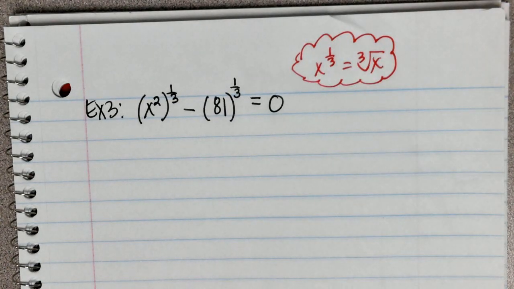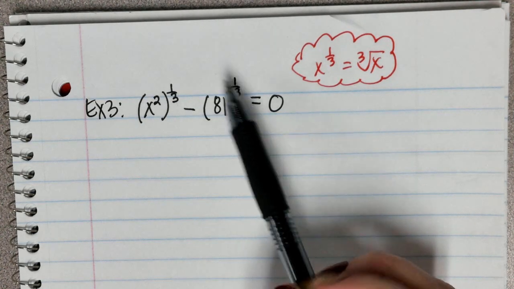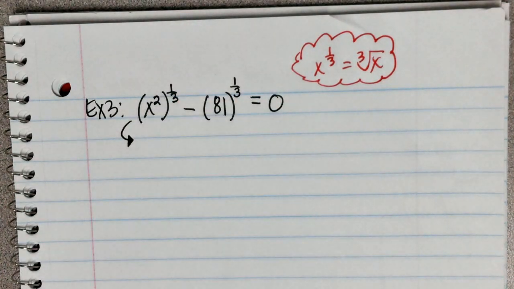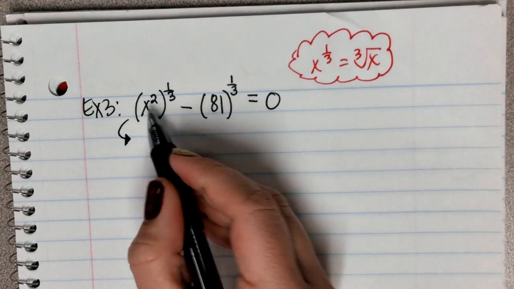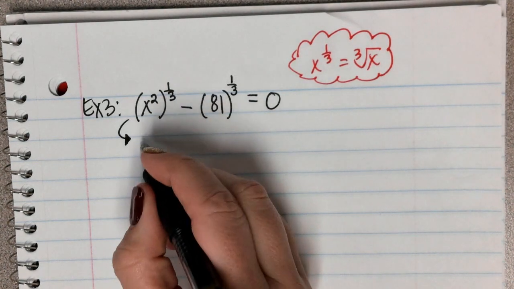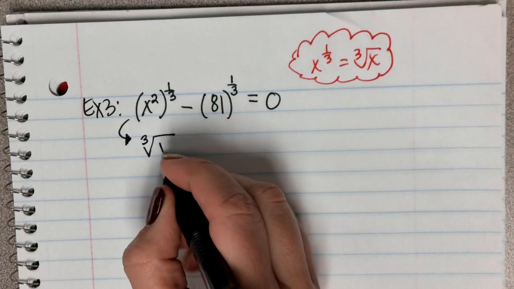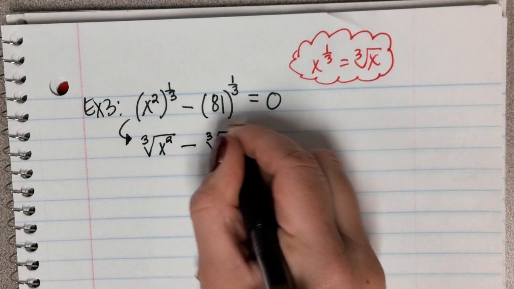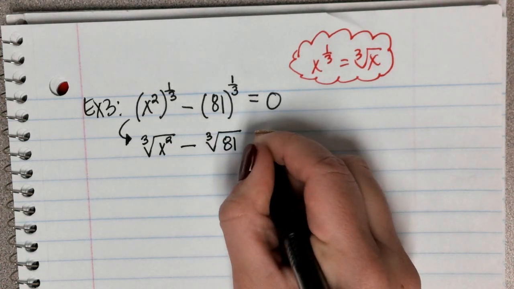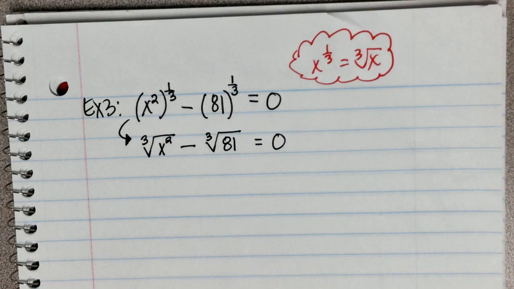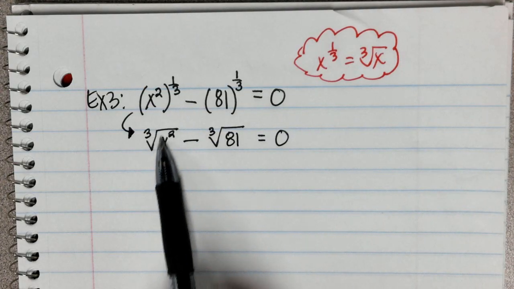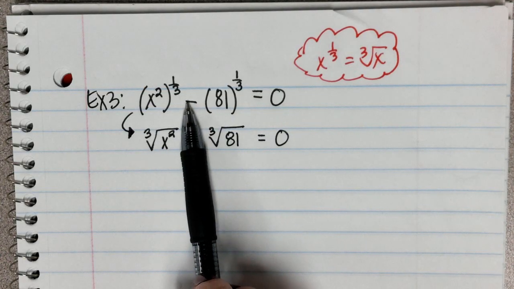Okay? So when you see a problem coming to you with 1/3 as exponents, all you have to do is rewrite it with cube roots. Okay? So whatever is in the parentheses is what's going to be under your cube root. So this would be cube root of x squared minus cube root of 81 equals 0. Okay, so don't think that we can just draw one big cube root. That minus sign is separate, right? These are separate.